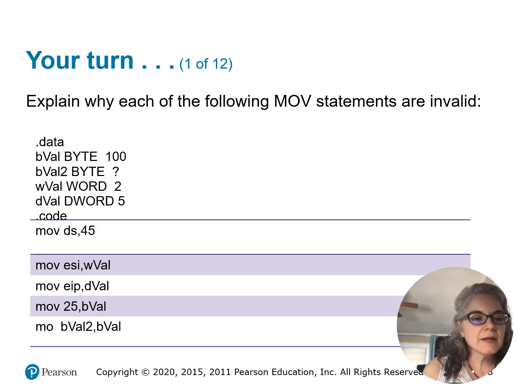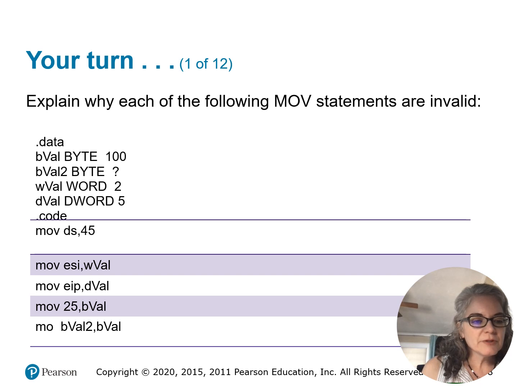Alright, in this slide, you're going to look at these instructions and tell me why each of these move statements are invalid. Now this one here is supposed to have a V, that would be invalid because it doesn't have a V, but pretend it has the V, it's something else that's invalid. You can pause the video and then come back and then I'll go over it.